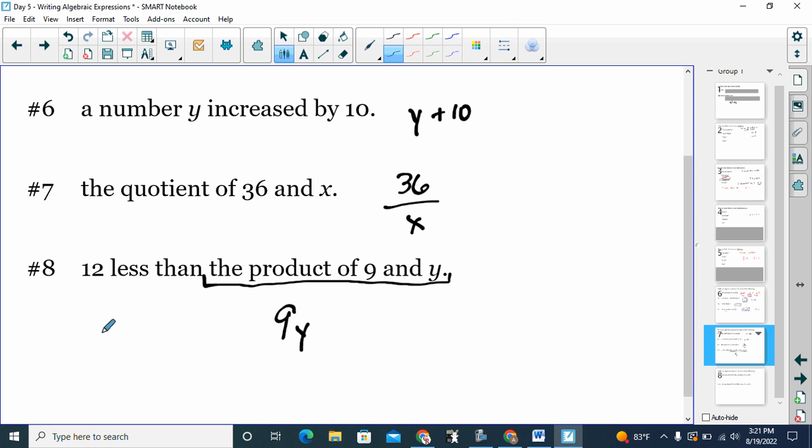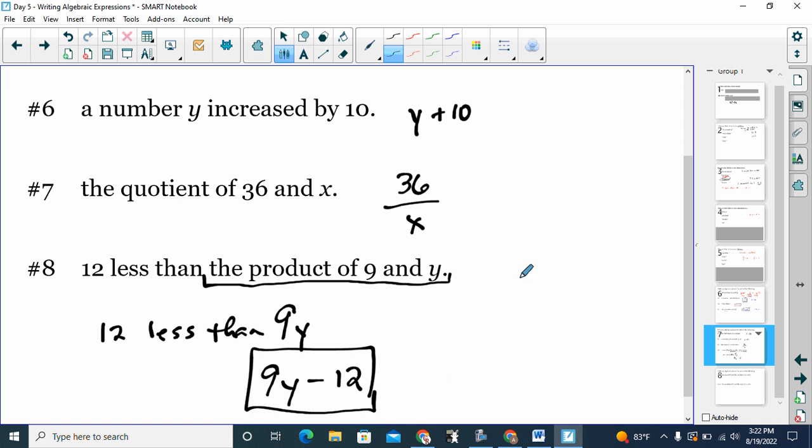So now I'm going to rewrite this phrase so that I'm replacing the product of 9 and y with 9y. So it's going to say 12 less than 9y. The phrase less than, remember, switches the order around. So 12 less than 9y, I'm starting with 9y, and I need to go down by 12. 9y minus 12.